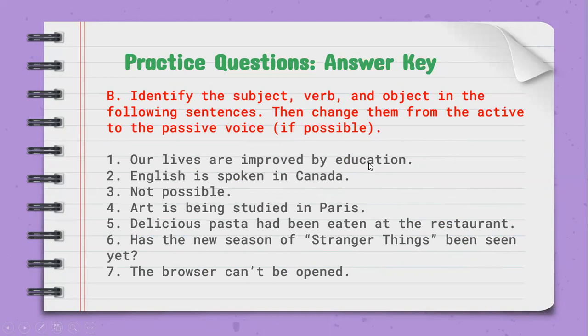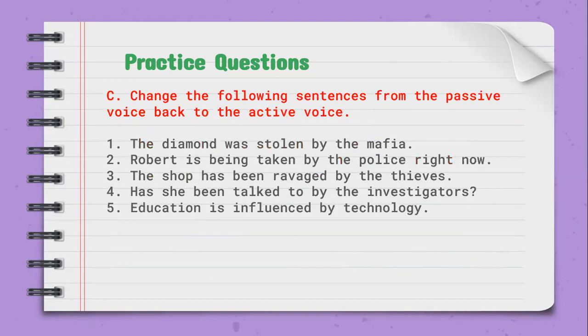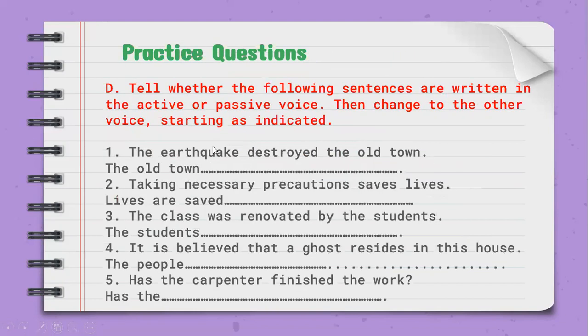Okay, you have to do the same for the others. And then here you have to change the sentences from the passive voice back to the active voice. So I have to do it the other way around. For example, the diamond was stolen by the mafia. We start with the subject, the mafia, we remove the verb to be, and then this was written in the past simple, so the main verb goes in the past simple. So the mafia stole the diamond. And you have to do the same for the others.